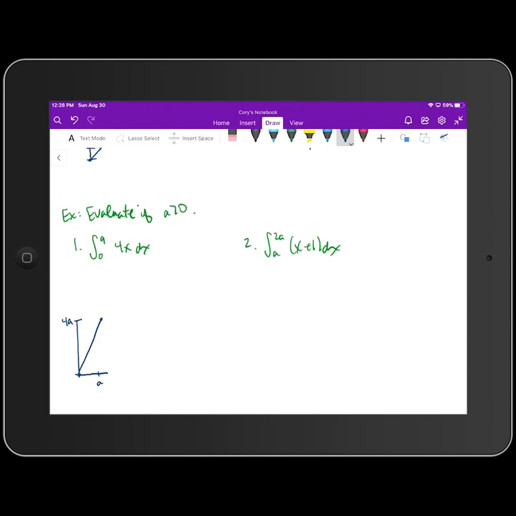If we want to compute that area between that line and the x-axis, we have the shape of a right triangle. So area is going to be 1/2 the base. So the base of that triangle is going to be a times the height, which is 4a. So that's 4a squared divided by 2, which is 2a squared. Okay, you guys give number 2 a try. That's the integral from a to 2a of x plus 1, which you're integrating with respect to x.